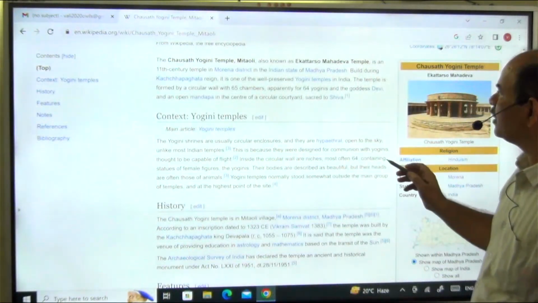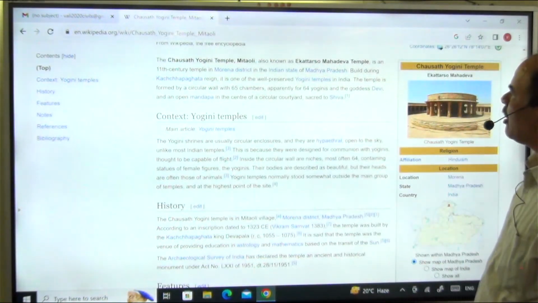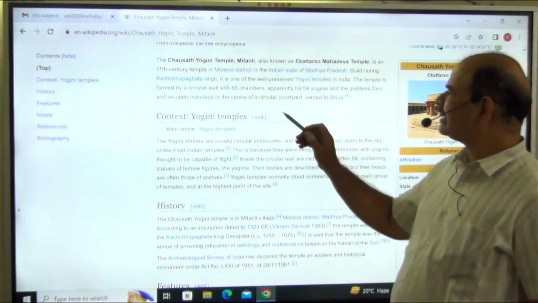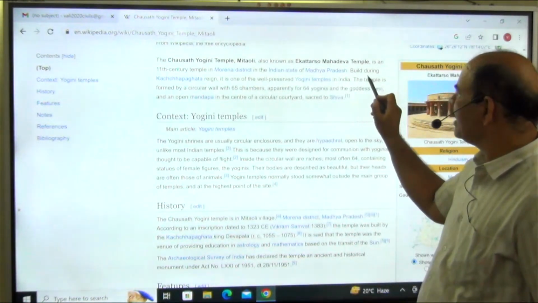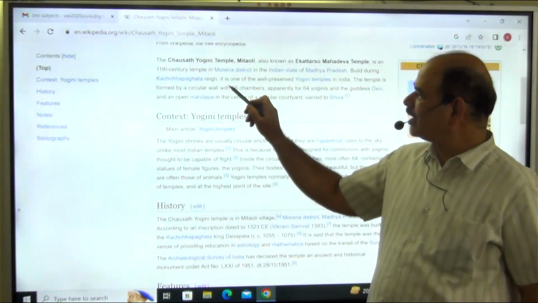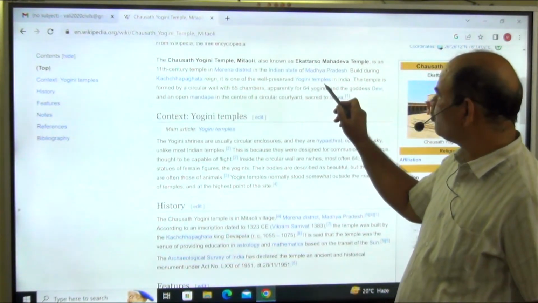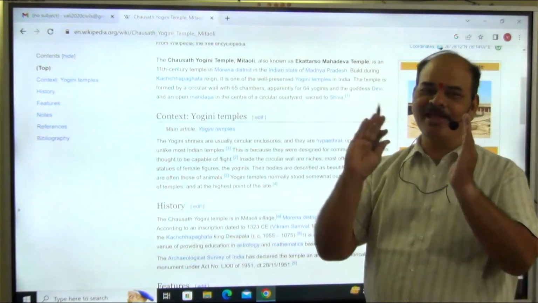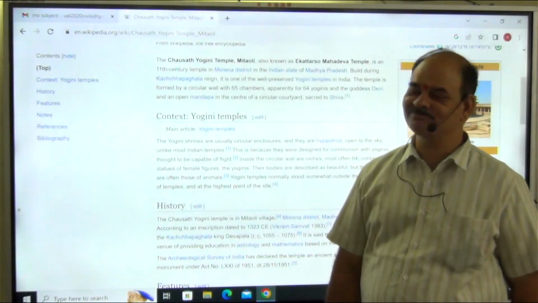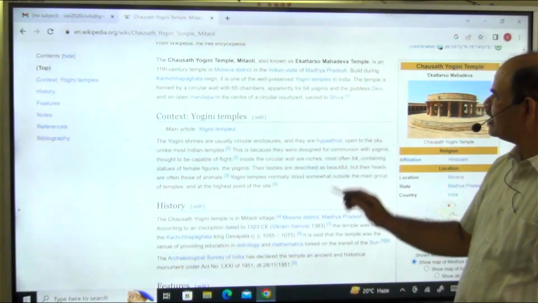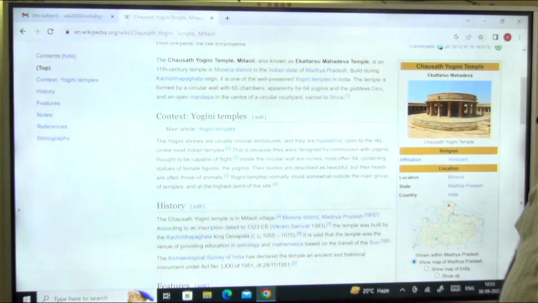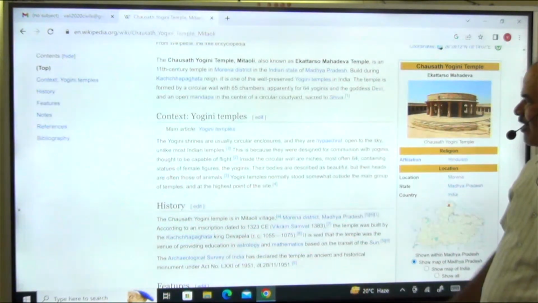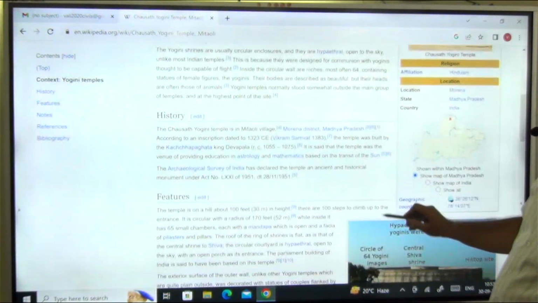Chausath Yogini temple. The Chausath Yogini temple, also known as Ekattarso Mahadeva temple, is an 11th century temple in Morena district in the Indian state of MP, built during the Kachchhapaghata reign. It is one of the well-preserved Yogini temples in India. The temple is surrounded by a circular wall with 65 chambers. In each chamber, one yogini used to reside, apparently for 64 yoginis and the goddess Devi, and an open mandapa in the center of a circular courtyard sacred to Shiva. Try to remember this.